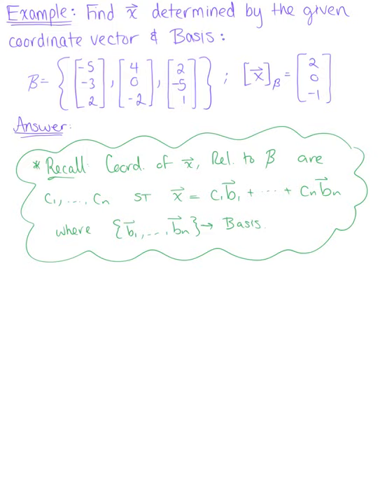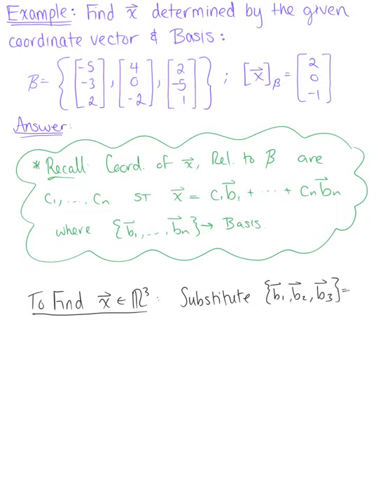And so in order to find vector x, here we want to find a vector x in R3, we're going to need to substitute the vectors b sub 1 through b sub 3 given above, which are the vectors of our basis b, and the coordinates of vector x relative to b, c sub 1, c sub 2, c sub 3, into the vector equation. Okay, so let's go ahead and do that.